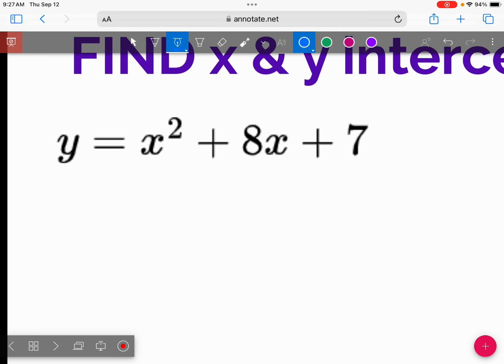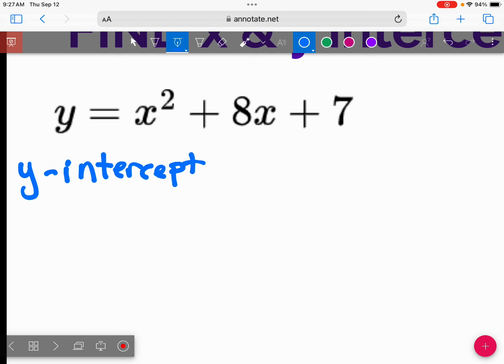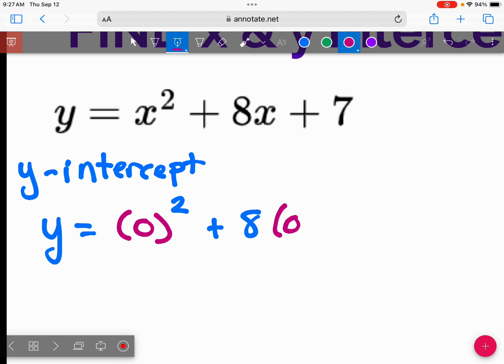So I'm going to start with our y-intercept here. To find our y-intercept, that's when we know for sure x has to equal 0. So y equals, and I'm going to substitute in 0 for my x: 0 squared plus 8 times 0 plus 7. Substituting in 0 for every single one of the x's.